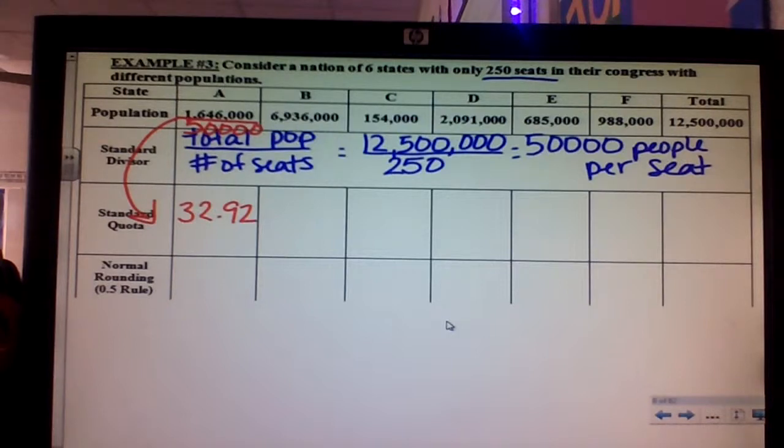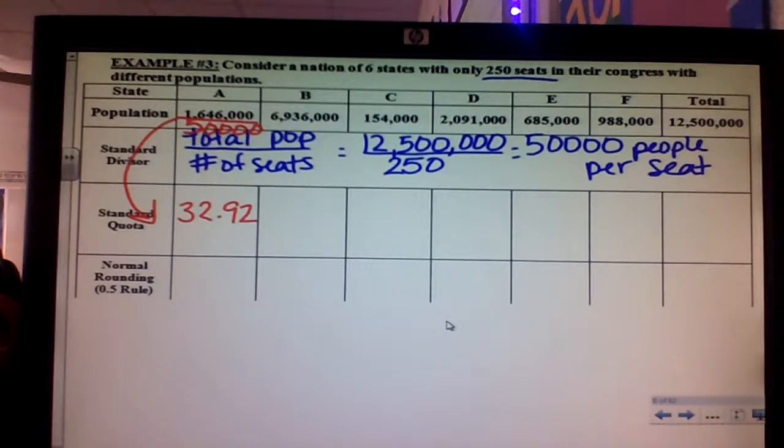My suggestion to you is do not round smaller than 2 decimals. Keep it at least 2 decimals, if not 3. You will mess up your Hamilton method if you don't. So 32.92 seats in Congress.